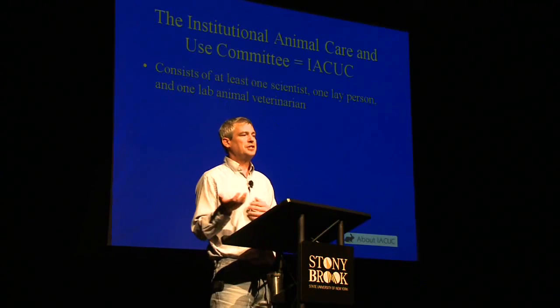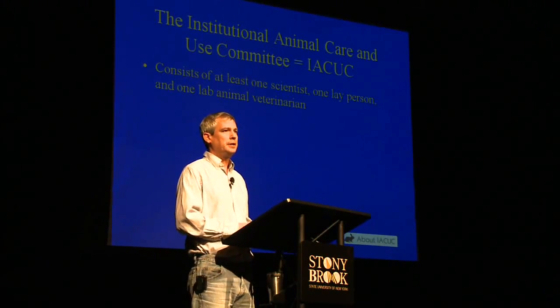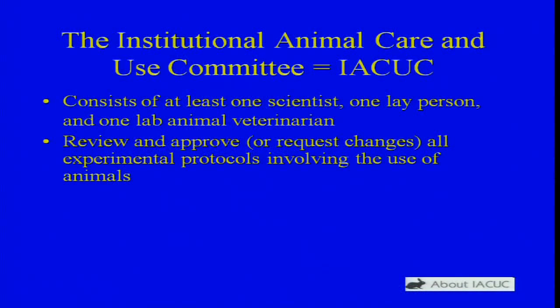And then you have to have at least one veterinarian who's had some sort of training in laboratory animal medicine. So it's up to this committee to basically review and subsequently approve all the protocols that are going to be using animals here on campus. Before you can do anything with an animal, you have to fill out the animal care and use form that basically makes sure whatever you're going to be doing is consistent with the regulations.